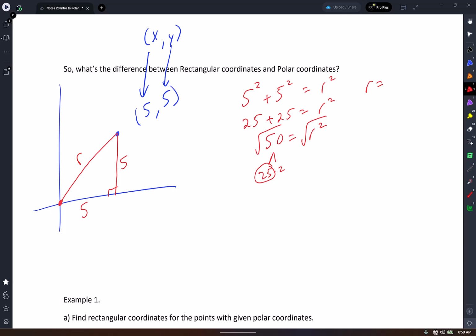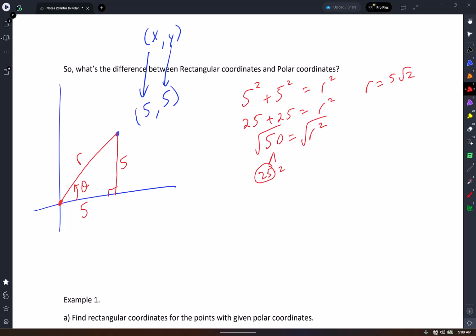Maybe I won't. LOL. So my r is 5 square root of 2. Does that make sense, guys? All right, now check it out. You guys all have intuition. What is your intuition telling you about what this angle is?